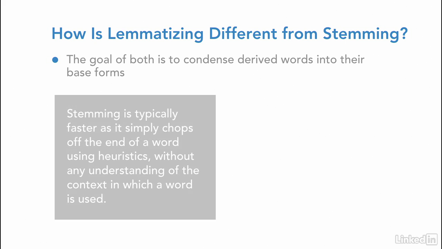The difference is that stemming takes a more crude approach by just chopping off the ending of a word using heuristics without any understanding of the context in which a word is used. Because of that, stemming may or may not return an actual word in the dictionary. And it's usually less accurate, but the benefit is that it's faster because the rules are quite simple.